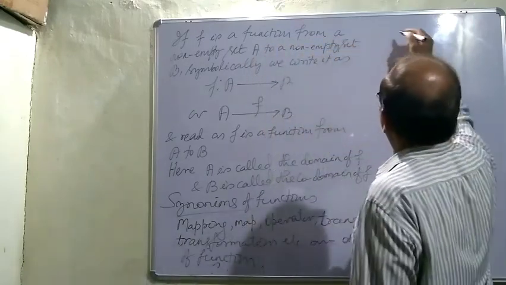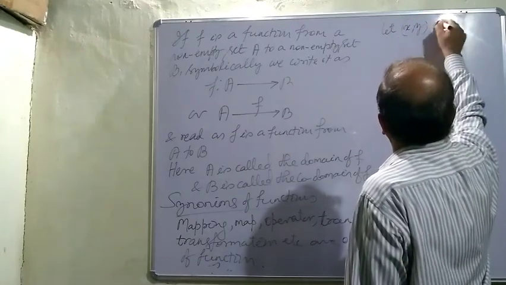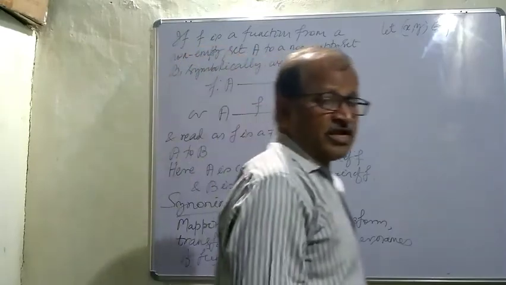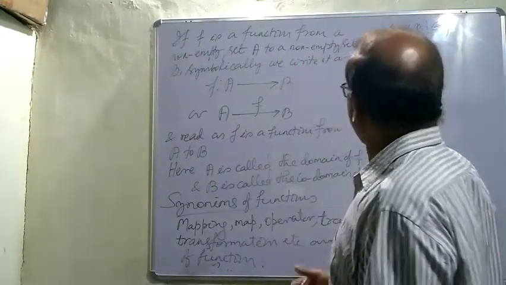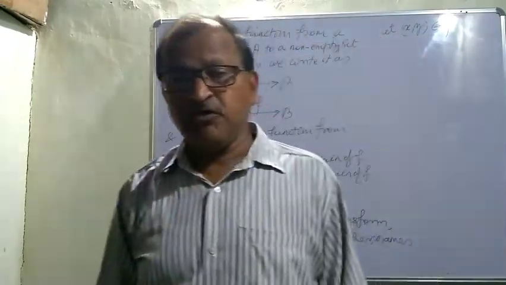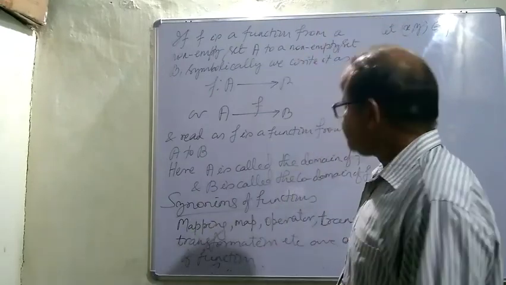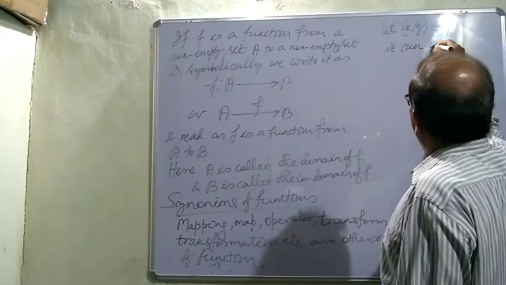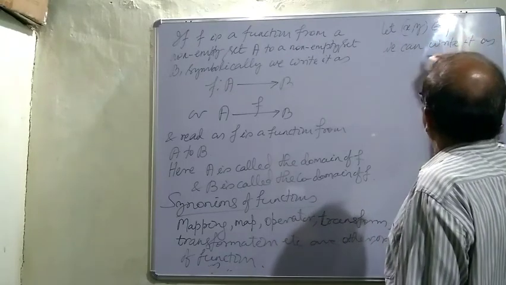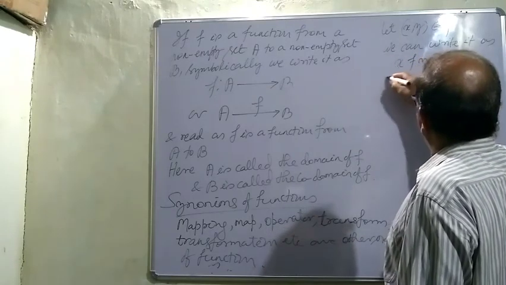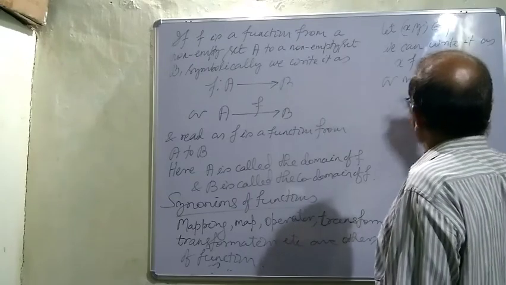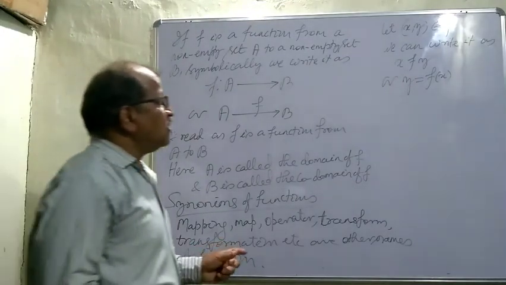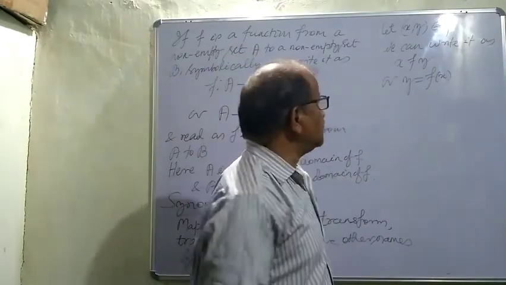Suppose let (x, y) belongs to f. Yes, f is a relation, means it is a set of ordered pairs, because it is a subset of A Cartesian product B. So let (x, y) belong to f. We can write it as x f y, or y = f(x).